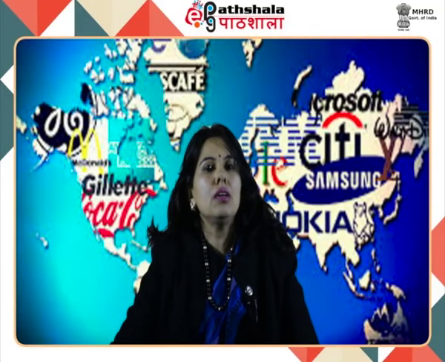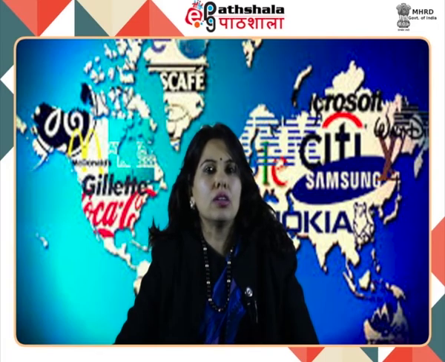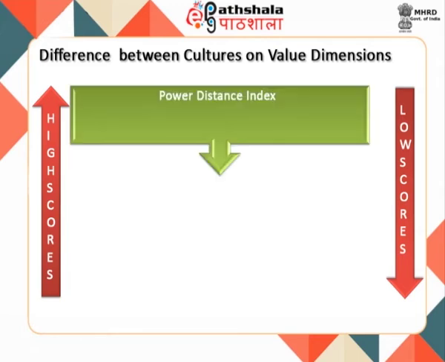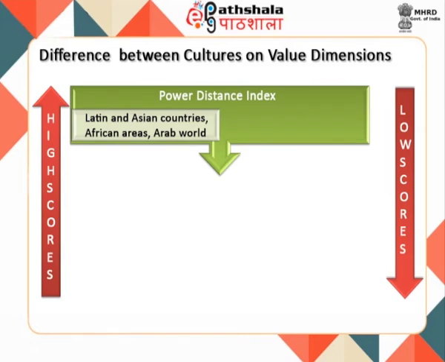So there may be many combinations. All these show the complexity of culture's effect on attitude and behavior. Putting together national scores from 1 for the lowest to 120 for the highest, Geert Hofstede's six dimensions model allows international comparison between cultures. Power Distance Index shows very high scores for Latin and Asian countries, African areas, and the Arab world. On the other hand, Anglo and Germanic countries have a lower power distance.